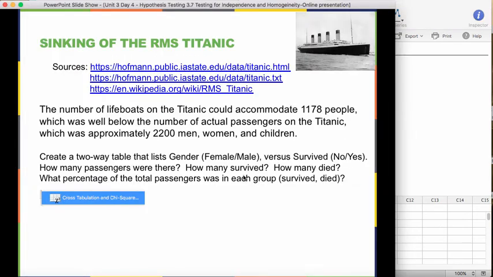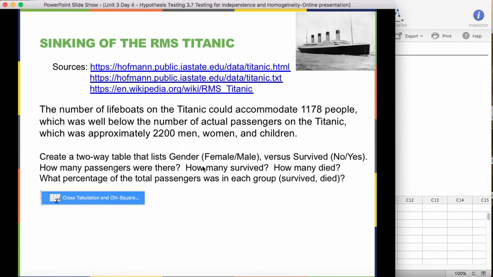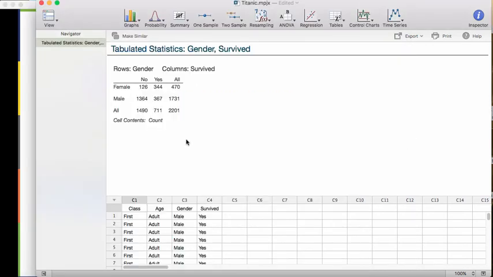Our first question is, how many passengers were there? At least on the manifest, the total number of passengers is 2,201. That answers that question. How many survived? Not specific to gender, just how many survived. So we would be looking at the All column over here, and 711 survived. And the other question is how many died? It's 1,490, at least of who was known.